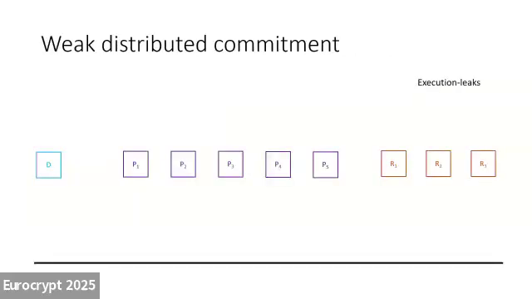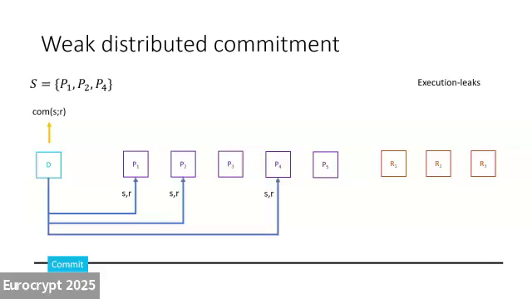The protocol for the weak distributed commitment is quite simple, so I will first introduce the protocol, and then we can talk about the properties that we achieve. This will be in the execution leaks model for simplicity. The protocol is parameterized by the set S. For this example, let's say that set S contains parties P1, P2, and P4. To commit, the dealer will publish a simple non-interactive commitment and send the opening of this commitment to exactly the parties in S.